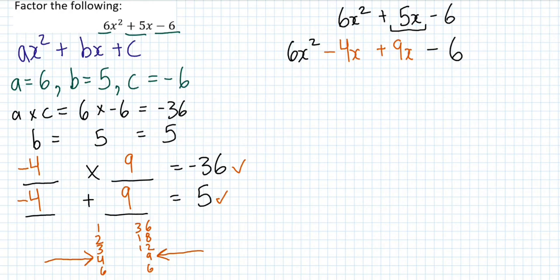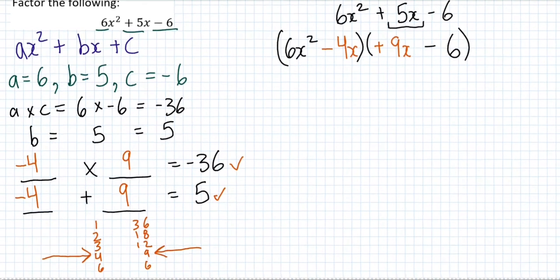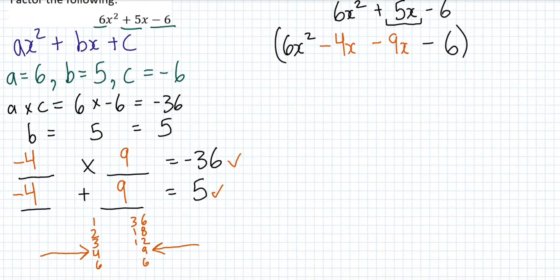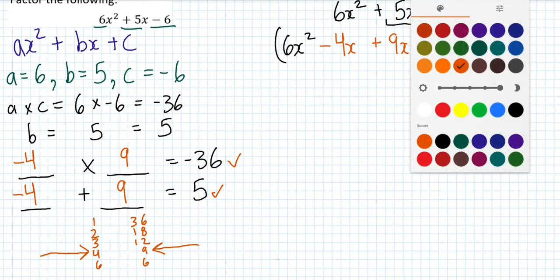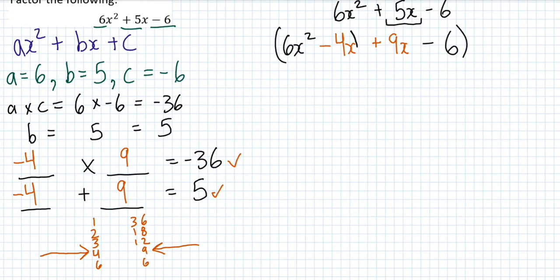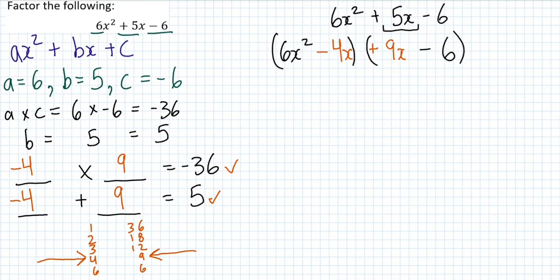Why did we do that? Well, because it'll make the next step easier. Put brackets around each one. Actually, I'm going to give myself a little more space there. There we go. So what do we do now? We need to pull out the greatest common factor of each of these brackets.